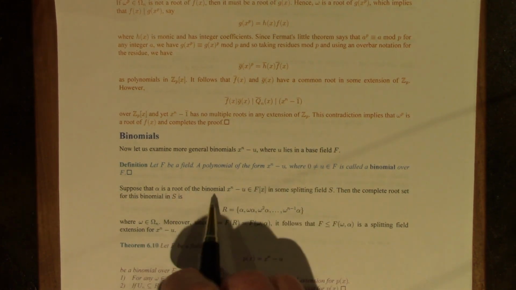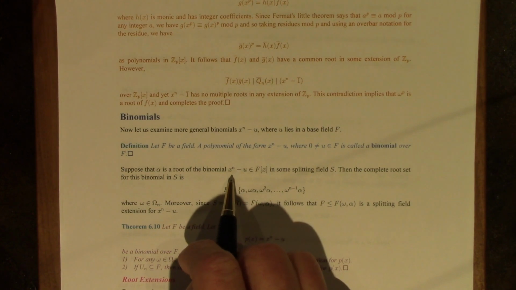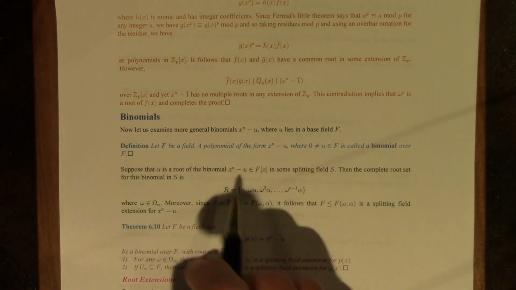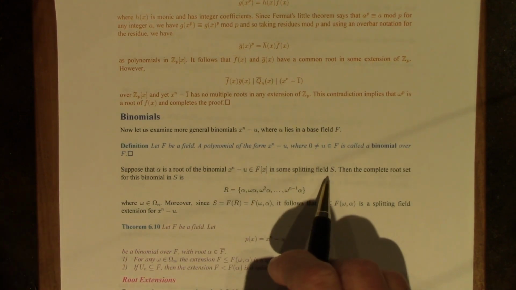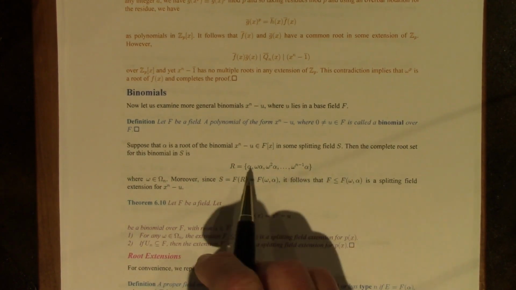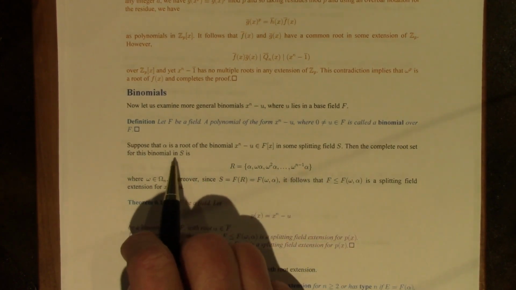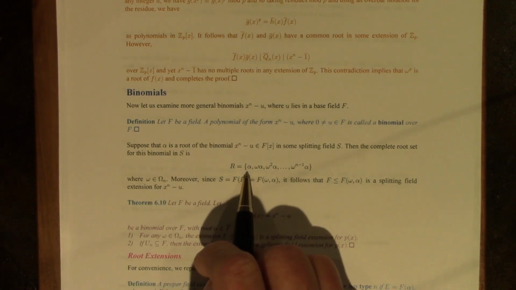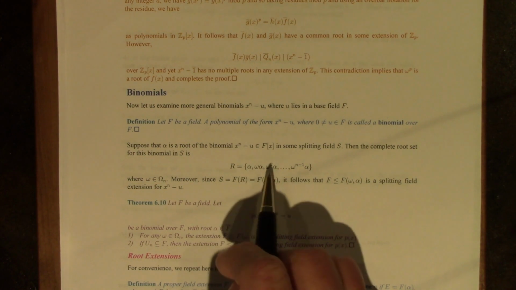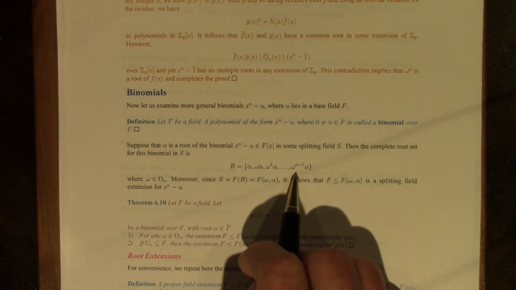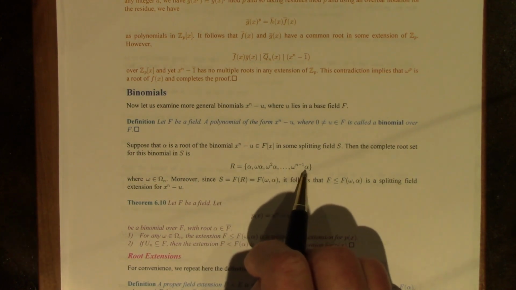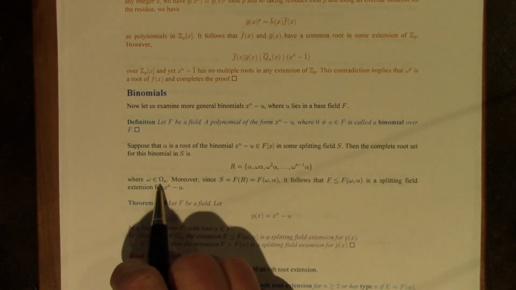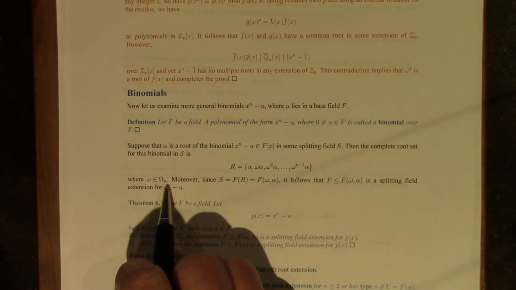Suppose that alpha is a root of this binomial x^n minus u in some splitting field S. Then the complete root set for this binomial in the splitting field is alpha, omega alpha, omega squared alpha, up to omega^(n-1) alpha, where omega is a primitive nth root of unity.